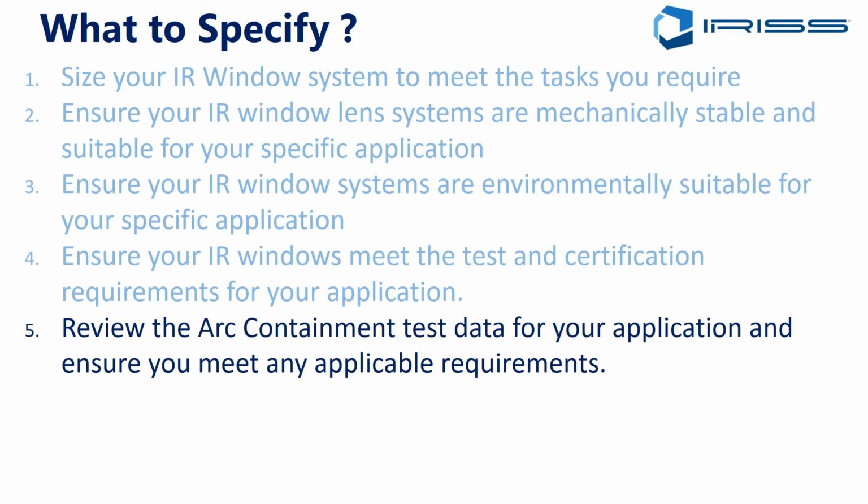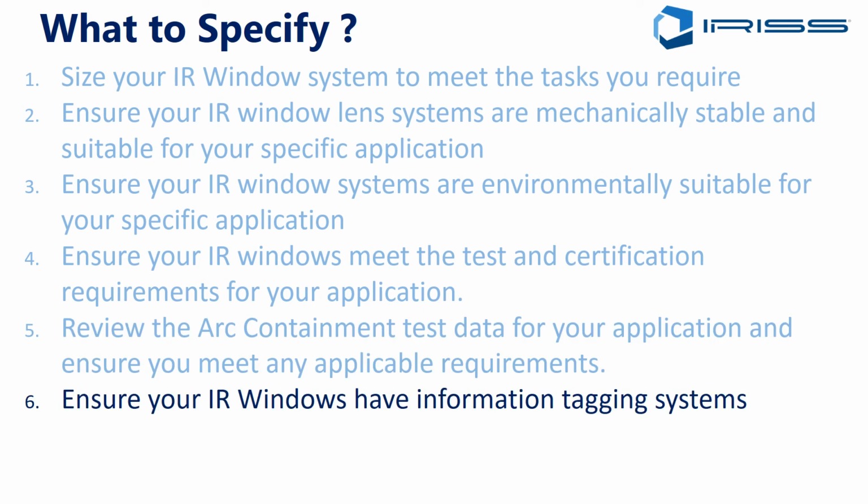Arc resistant does not exist. A core temperature of 35,000 degrees Fahrenheit in an arc flash event, it's coming through a panel if it's close enough. So again, be very aware that arc containment is not arc resistant, because arc resistant doesn't exist.